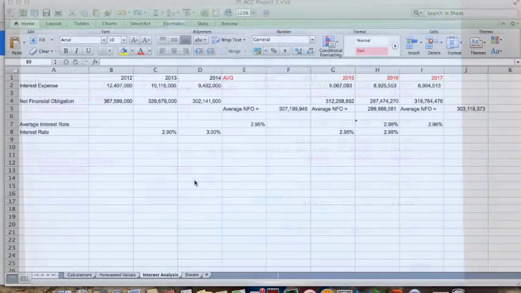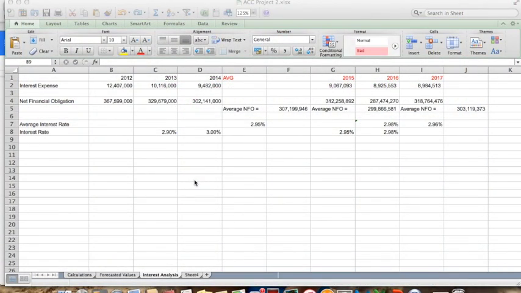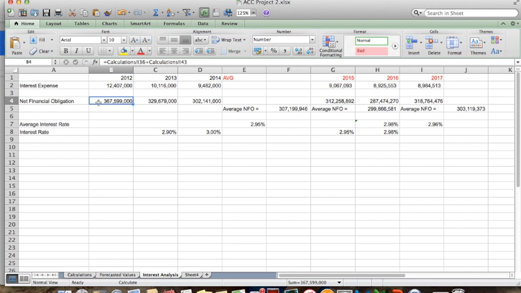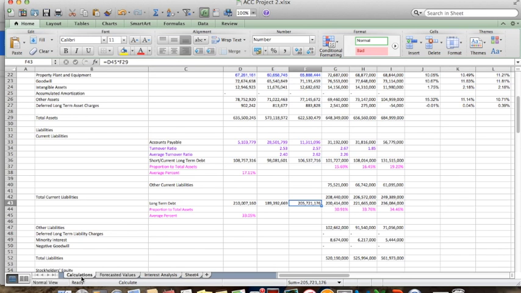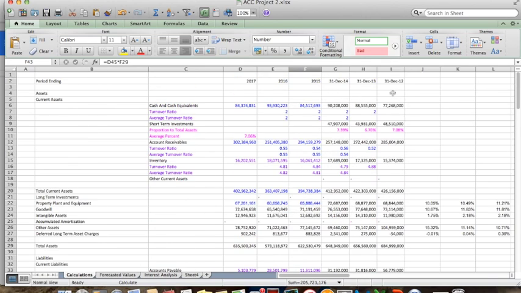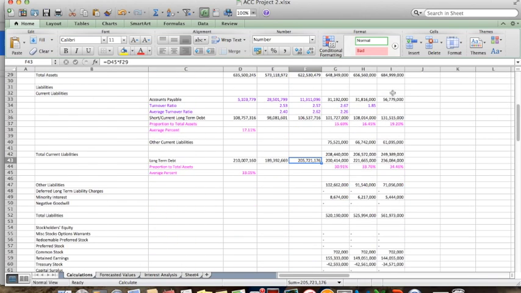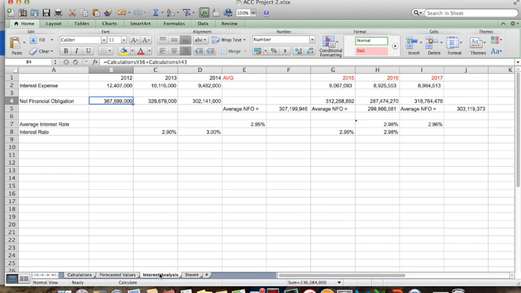So, thank you. Lexi here with the forecasted net interest expense. First, to find the net interest expense, you need to calculate the net financial obligation, which is right here. And that is found by adding short-term debt and long-term debt together. So you head to the Calculations tab, head to the first year, scroll down to short-term debt, long-term debt, add those together, and that gives you this number, so on and so forth for each year.